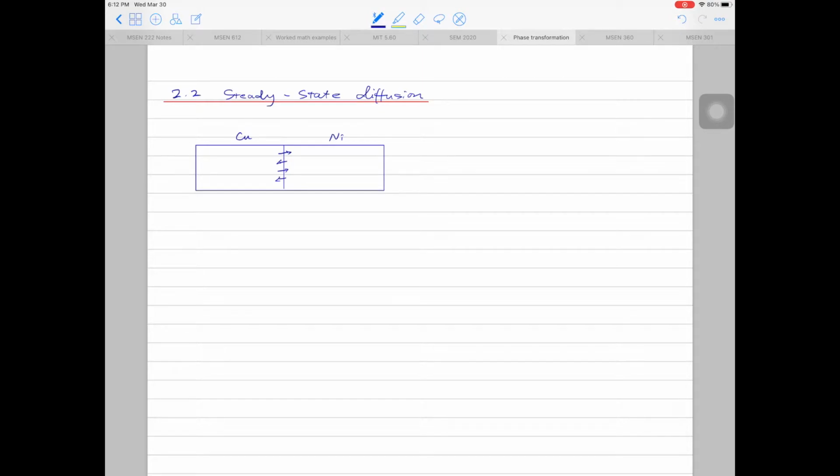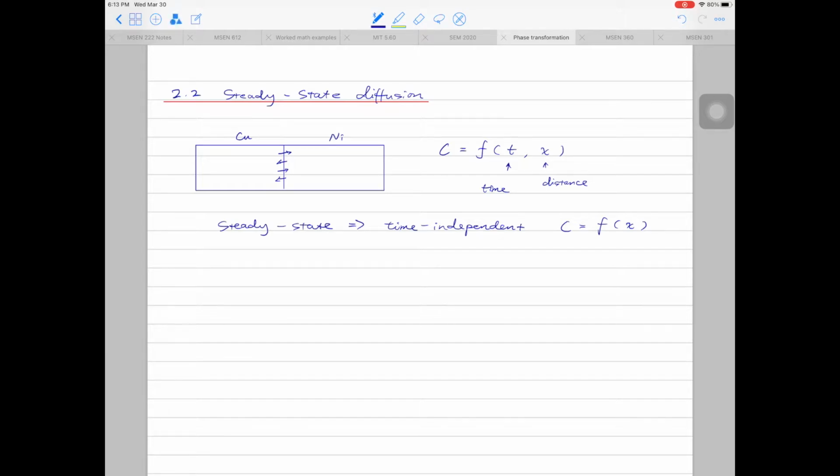If we are interested in the copper content or the nickel content across the diffusion couple, we'll see that the concentration is a function of time and distance. Since we have one variable that depends on the other two variables, mathematically we can describe diffusion as partial differential equations. The steady-state diffusion is actually a special case. What it tells you is that the concentration is no longer time-dependent. It only depends on the distance.